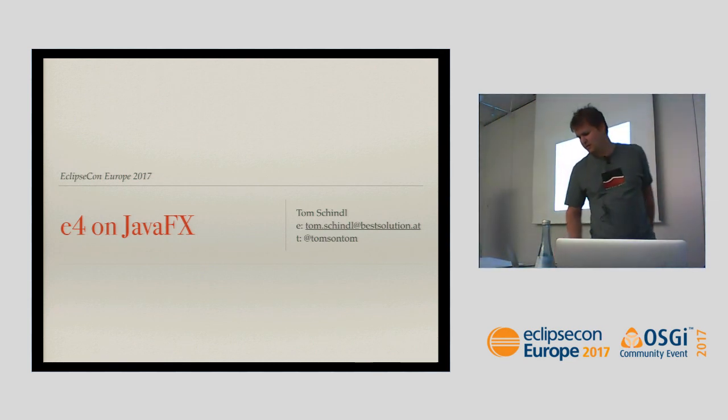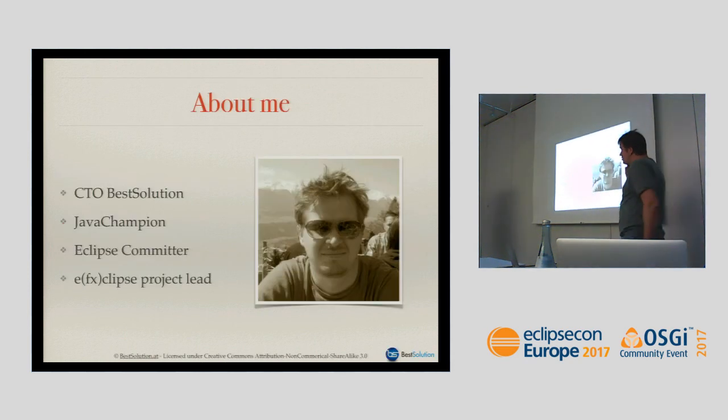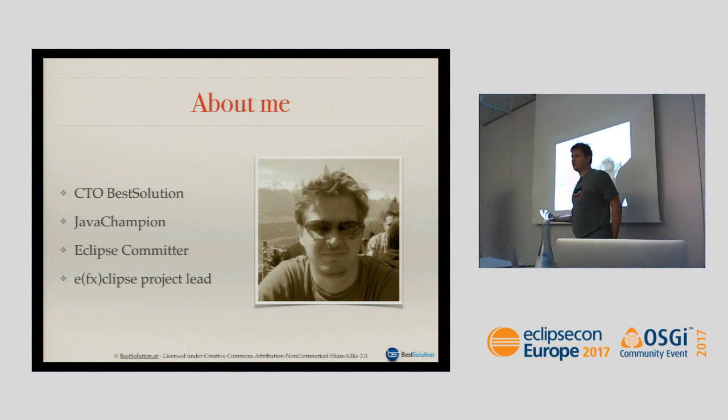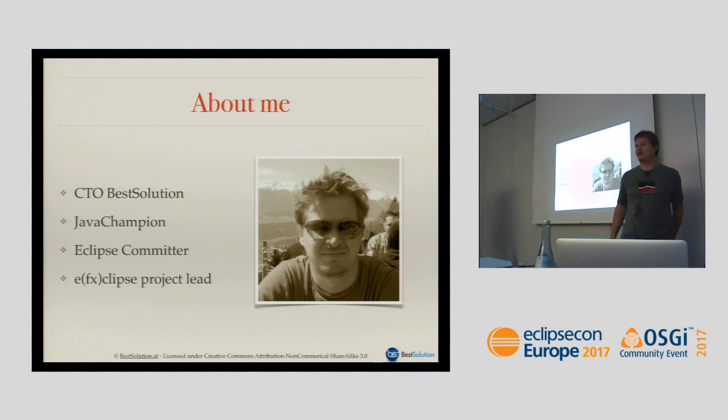I'm CTO of Best Solution, which is a small company located in Western Austria, Tyrol. It's a 4-hour drive from here. I'm a Java champion. I'm an Eclipse committer. I was on the team who wrote the first prototype implementation for Eclipse 4, what got Eclipse 4 after a long time of development. And I'm the project lead of the FXClipse project.